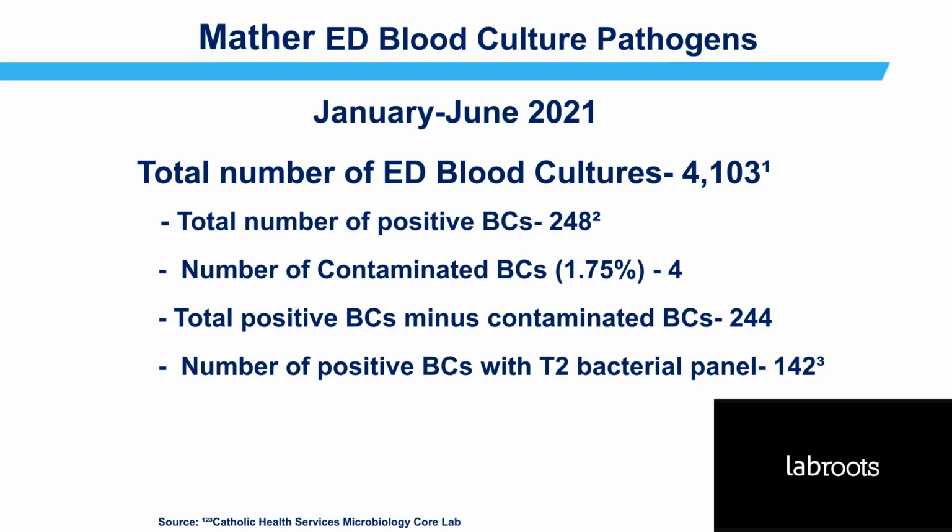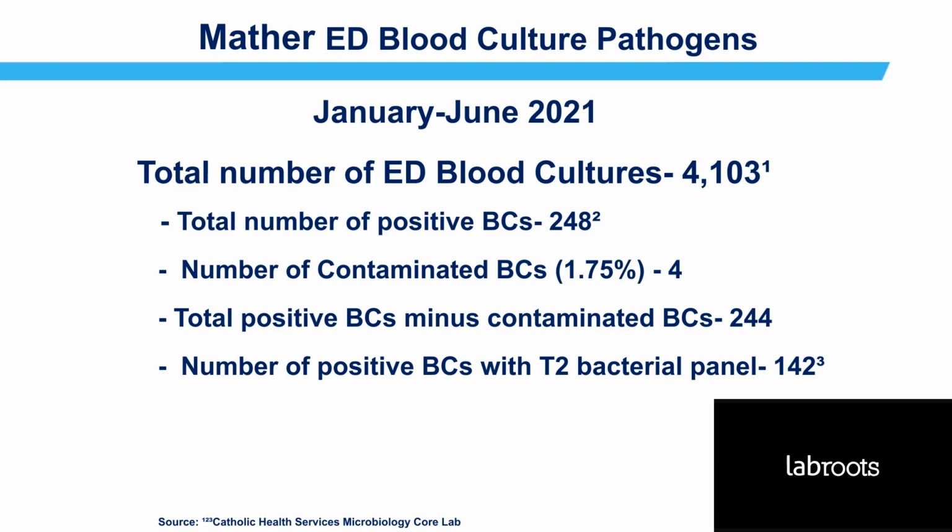Based on the fact that the ED was our number 1 blood culture user, we wanted to take a deeper analytical dive and look at some data metrics regarding positive blood cultures and what pathogens were identified in a 6-month period. And that period of time was from January 2021 to June 2021. The results were that there was a total of 4,103 blood cultures ordered by the ED, and of those 4,103 blood cultures, 248 blood cultures were positive for a pathogen.